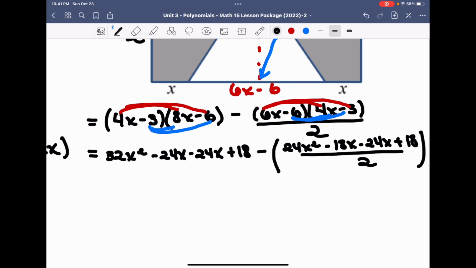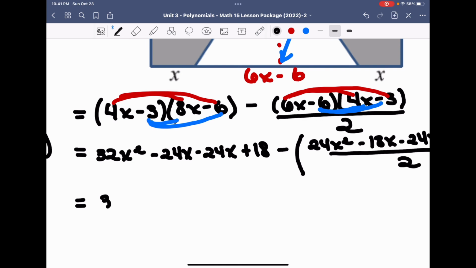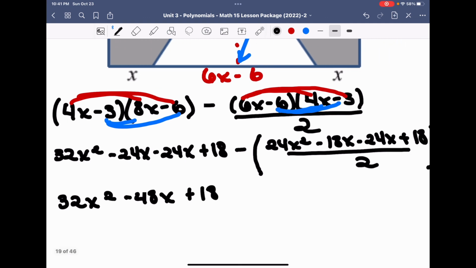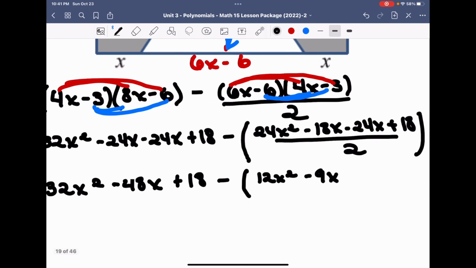And now I'm going to try and simplify as much as possible. In the first binomial expansion, we have 32x squared. Negative 24 minus the 24 is negative 48x, plus 18. I'm going to keep the subtraction in front of the brackets, but now I want to divide everything by 2 in the brackets. 24 over 2 is equal to 12x squared. Negative 18 over 2 is equal to negative 9x. Negative 24 over 2 is equal to negative 12x. And then finally, 18 over 2 is positive 9.